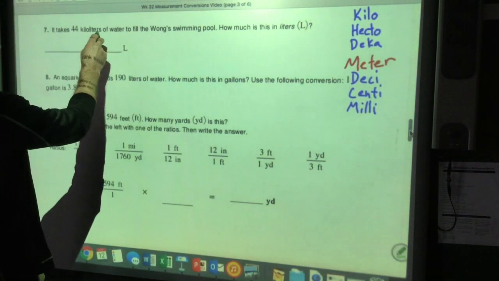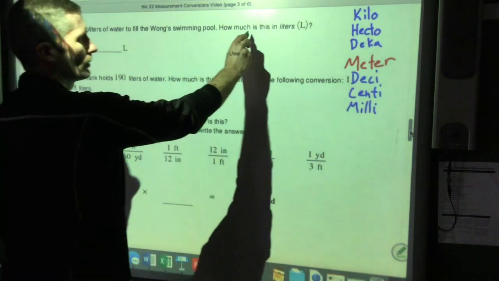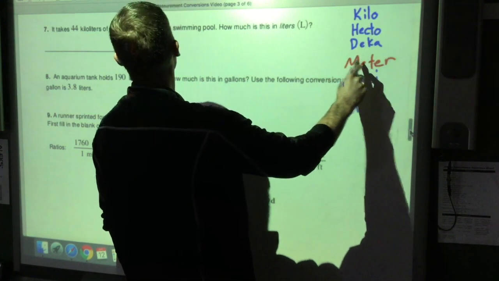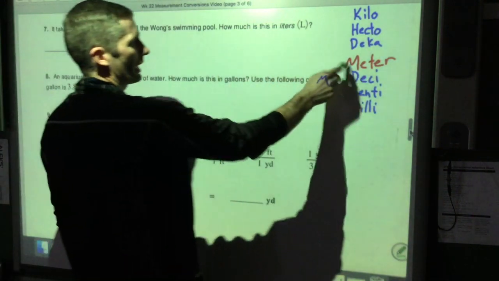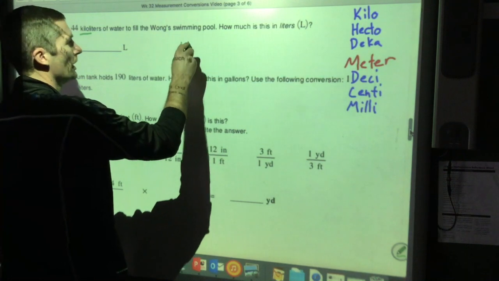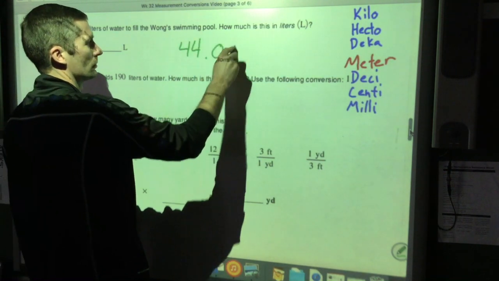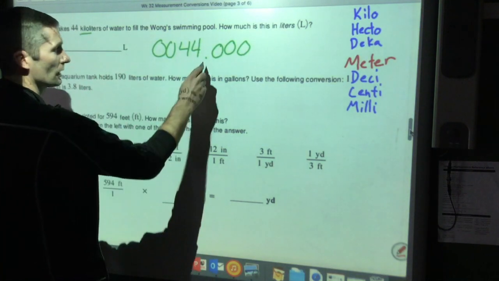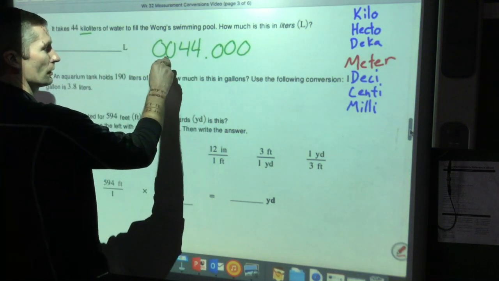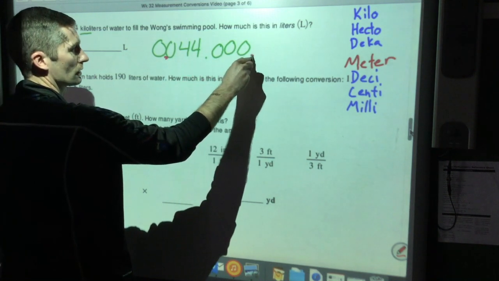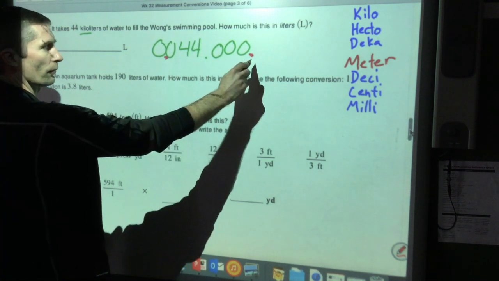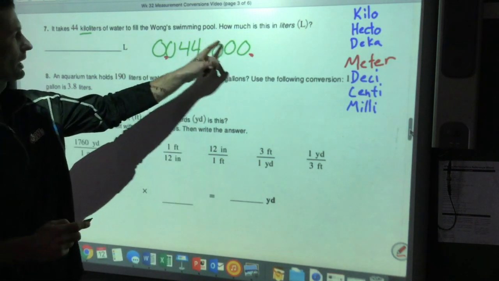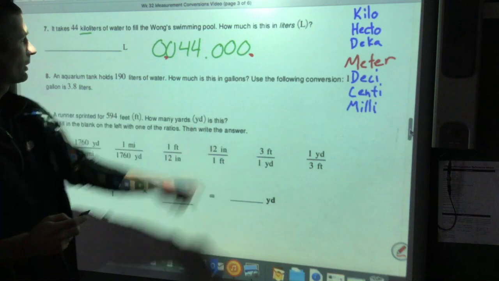It takes 44 kiloliters of water to fill Wong's swimming pool. How much is this in liters? Okay, so from liters to kiloliters, it's 1,000. Kilo means 1,000. So I'm gonna either multiply by 1,000 or divide by 1,000. So this is my starting number. I'm gonna either move it 3 this way, divided by 1,000, or 3 this way. Okay, so it's either gonna be 44,000 or 44 thousandths. 44,000 makes way more sense. So we're gonna multiply by 1,000.